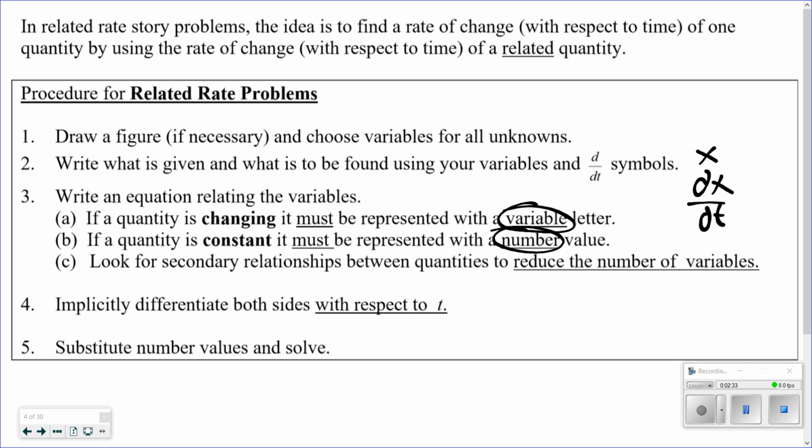Once you've got that equation, number 4 is to use implicit differentiation. And then step number 5 is you plug in what you know to solve for what you're trying to find. Okay, so let's go through an example so you can see these steps in action.